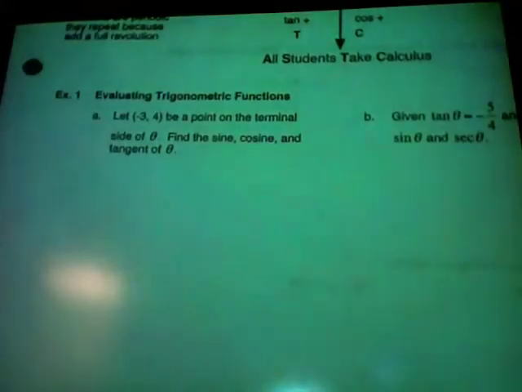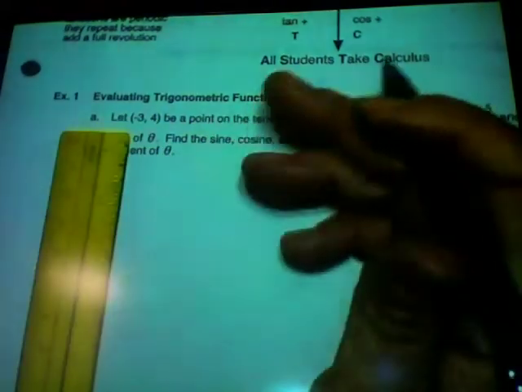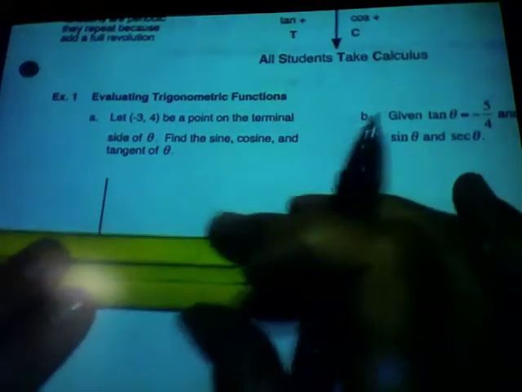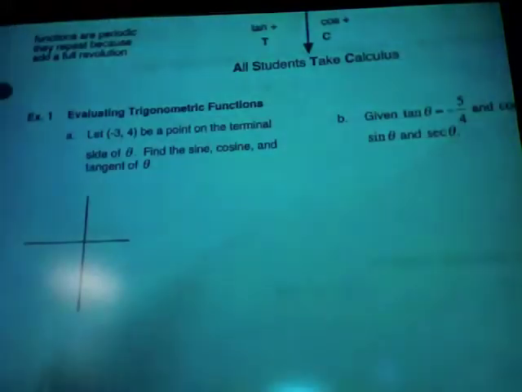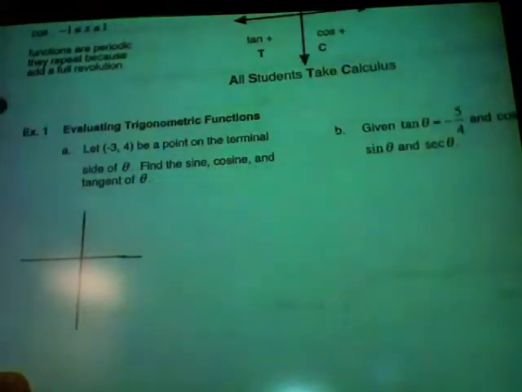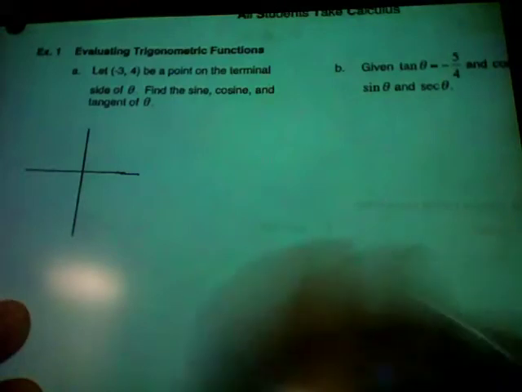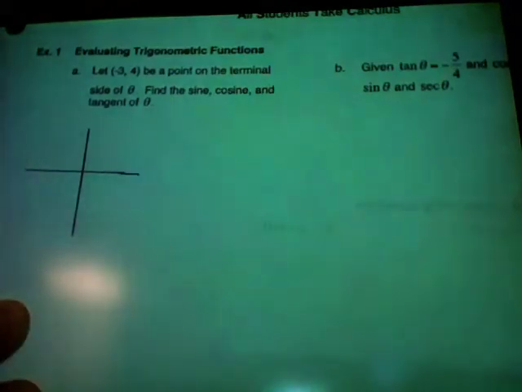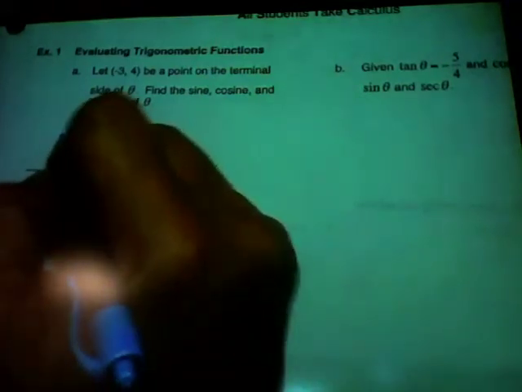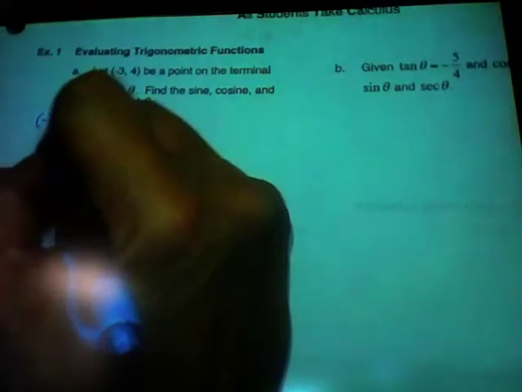All right, so look at number 1. Let -4, 3 be a point on the terminal side of theta. Find sine, cosine, and tangent. So the very first thing I'm going to do is draw and estimate where that ordered pair is. So I'm going to draw my xy coordinates. And then I'm going to plot about where that point would be. What quadrant would -3, 4 be in? The second quadrant, right? So I go to the left 3 and up 4. So there's the point, give or take, -3, 4.